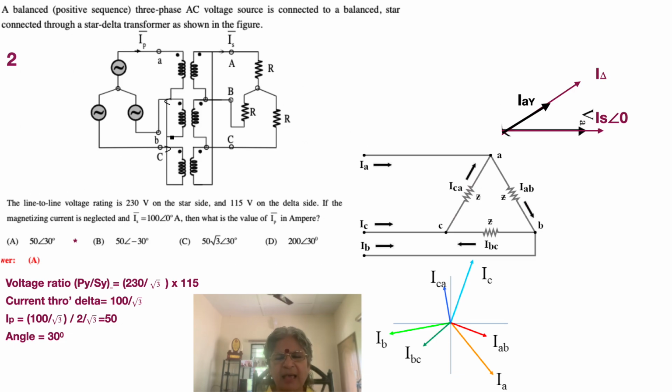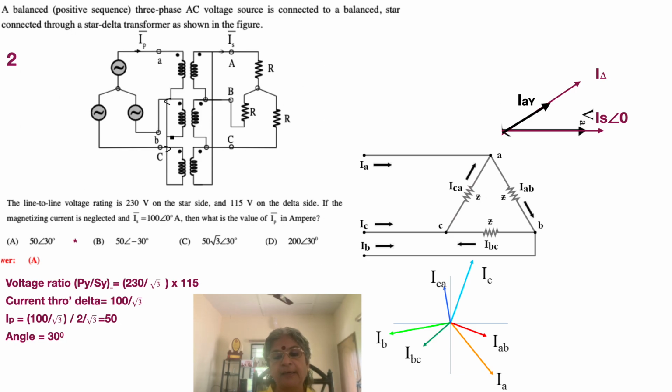Now let's have a brief look at what happens in a delta. In a delta, as can be seen here, if just a random direction has been taken, if IA is moving in, then it splits, so it moves out as IAB, IB joins it and it moves out as IBC, and then IC joins it and it moves back to terminal A as ICA. This is one random direction taken. I also take the other direction, so you can choose this particular direction.